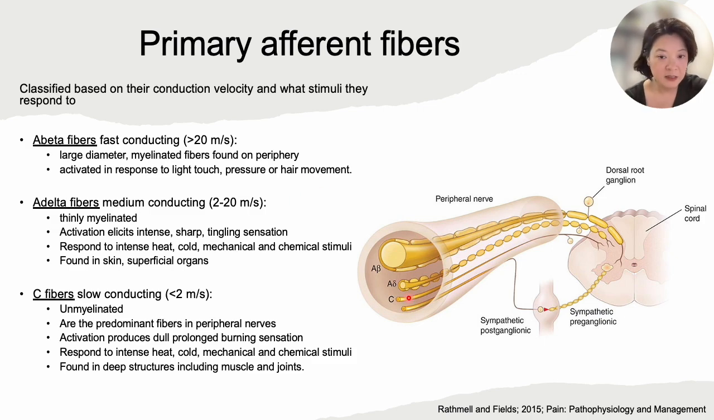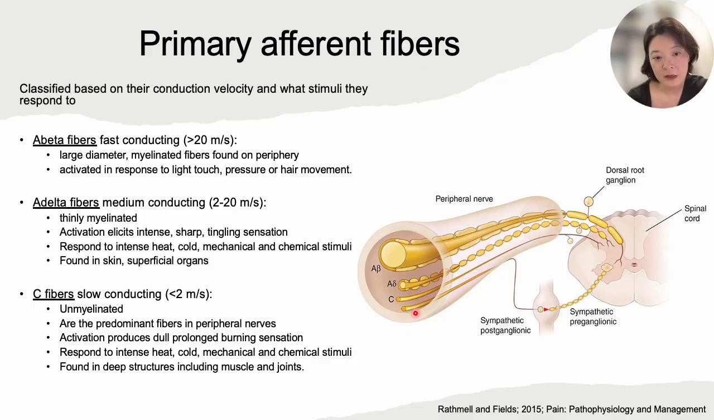A-delta fibers are medium conducting fibers that are thinly myelinated. Activation of these fibers elicits intense and sharp pain and tingling sensations. These respond to intense heat, cold, mechanical, and chemical stimuli. These fibers are found in skin as well as the superficially located organs.